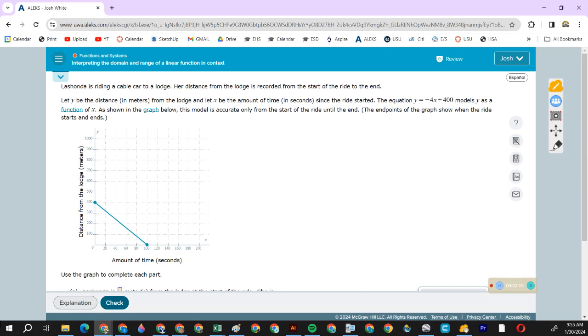LaShonda is riding a cable car to a lodge. Her distance from the lodge is recorded from the start of the ride to the end. Let y be the distance and x be the amount of time spent. The equation -4x plus 400 models y as a function of x. And here is our graph.